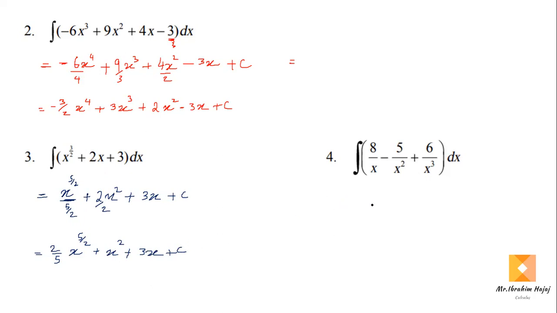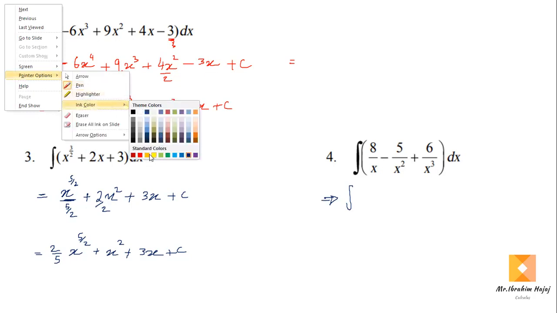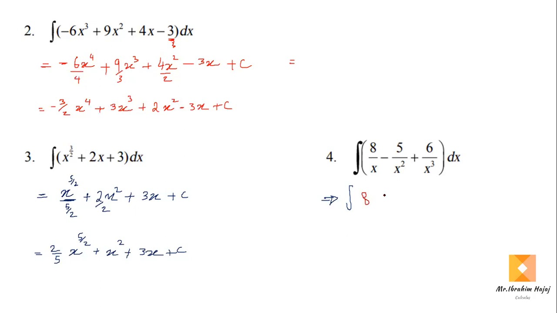Thank you. Mr., can I do number 4, Abdulrahman? Okay, first, let's fix its form. Write it as 8x to the power of negative 1, minus 5x to the power of negative 2, plus 6x to the power of negative 3. You write it as x to the power negative 1. Good. Yes.